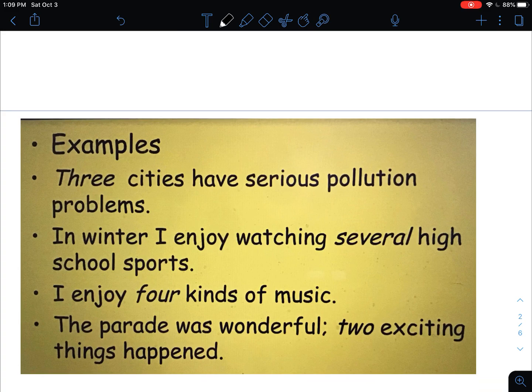All right. Here's some examples of topic sentences. In this one, they actually started off with the number word. 3 cities have serious pollution problems. And of course, you'll be writing about the 3 cities. Let's see. For this one right here, in winter, so they're talking about when. They started off with the when. I enjoy watching several high school sports.